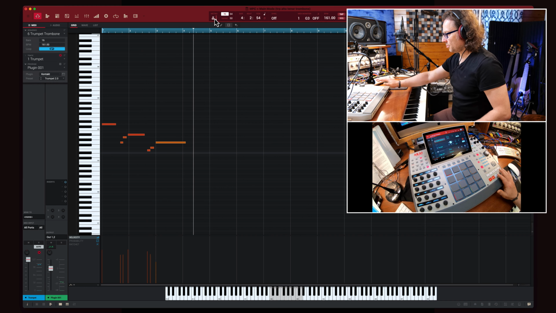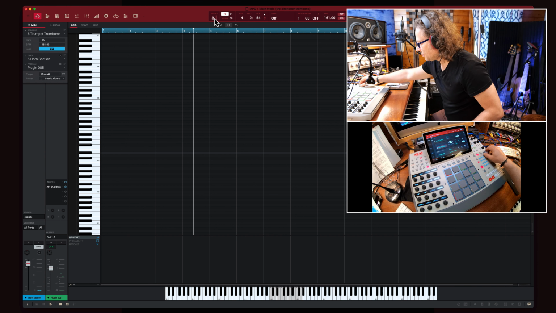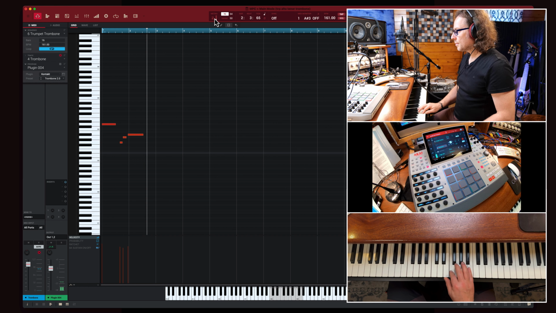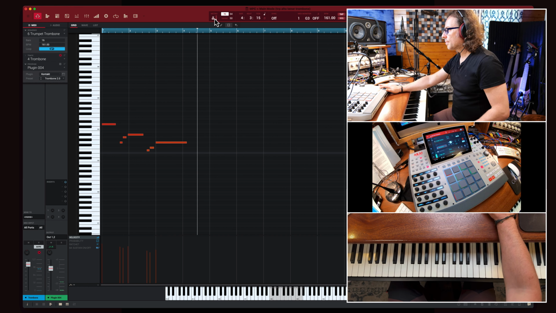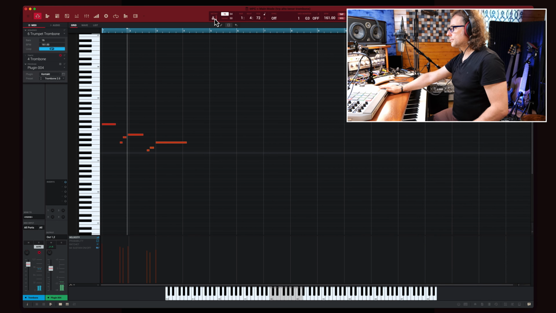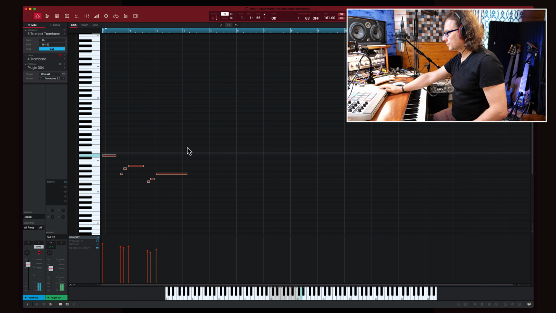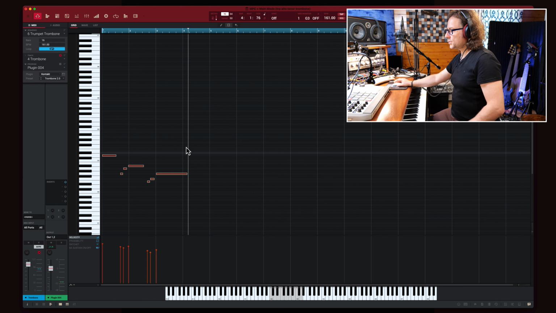Okay, so this is the trumpet. Now, the trombone. Okay, so this is unison. If I drop the trombone into his environment, okay, so this is octaves. Now let's adjust one more time the trombone.